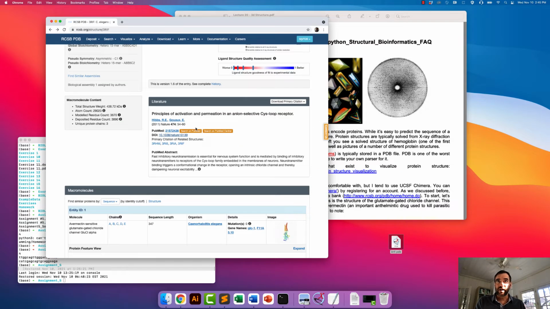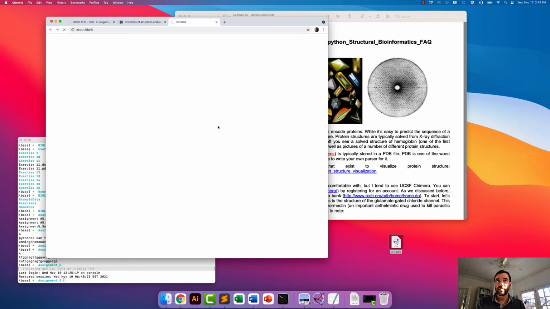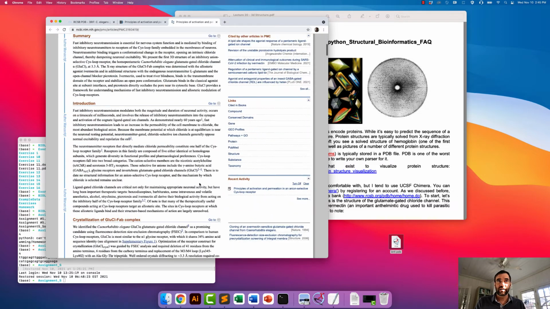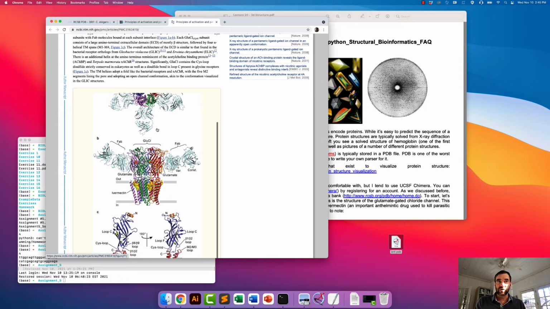I'm not currently on the VPN for Georgia Tech, but I could, for example, download it from PubMed Central. And so you can look at the images, and this will also help you understand what exactly you're about to look at, and read more information about it.